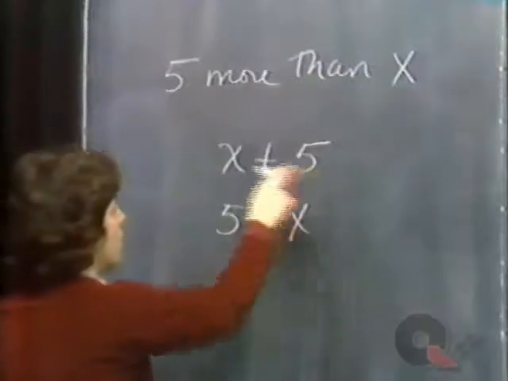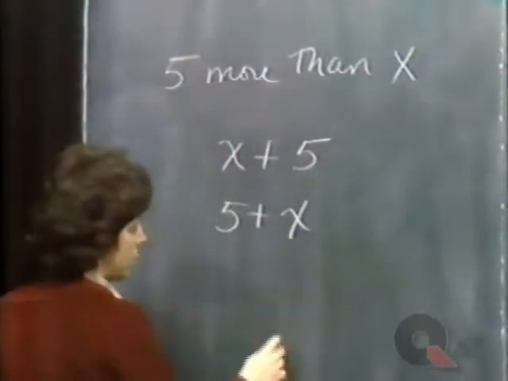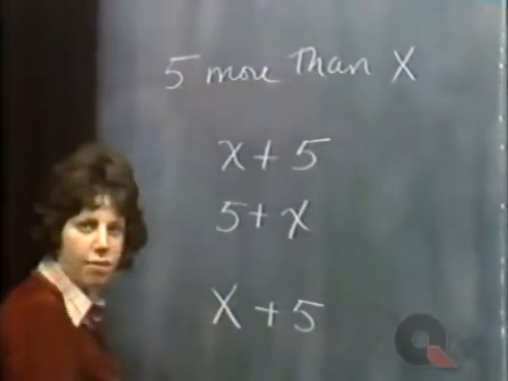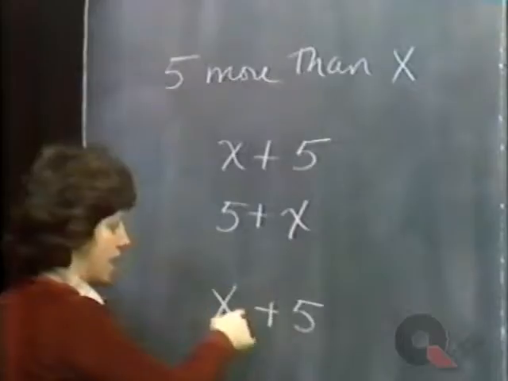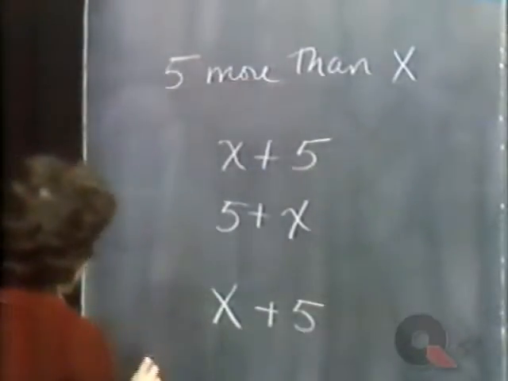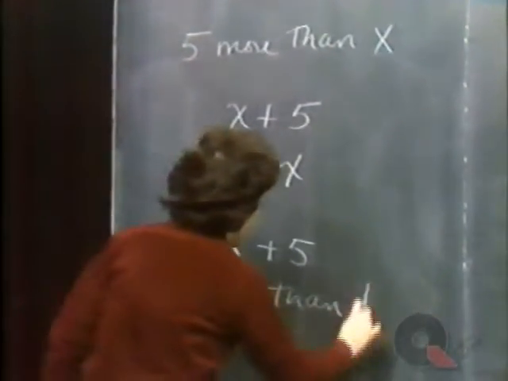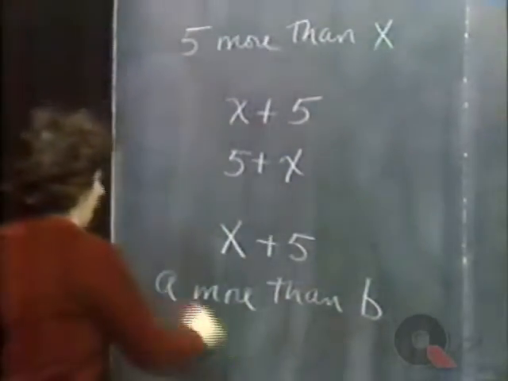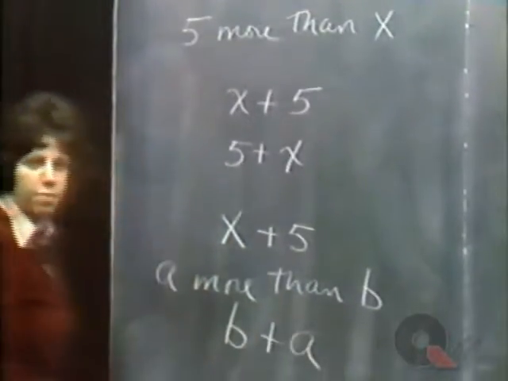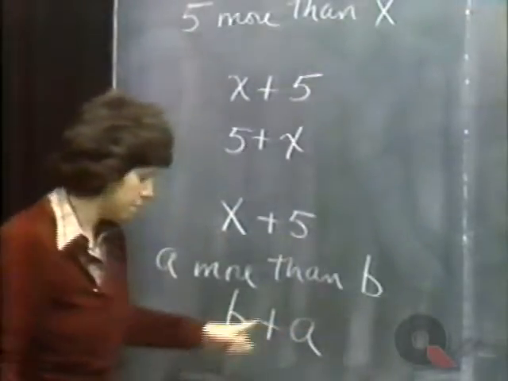Okay, so 5 more than x. If you like, you can think of it this way: 5 more than something, and then put the x in afterwards. Okay, a more than b. A more than something, a more than b. B plus a.